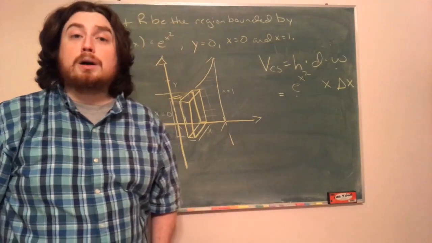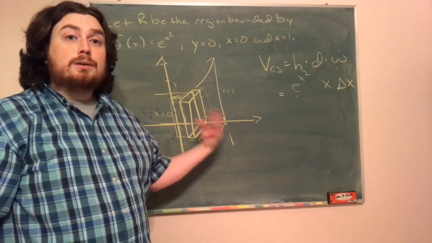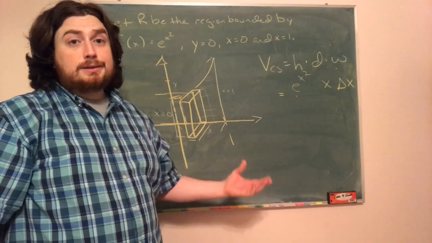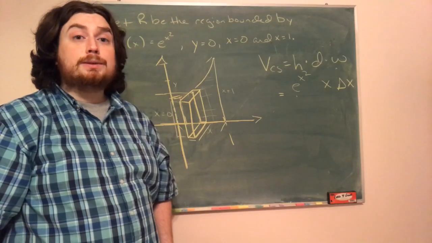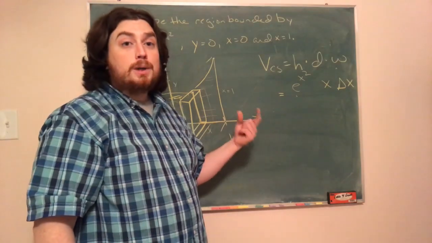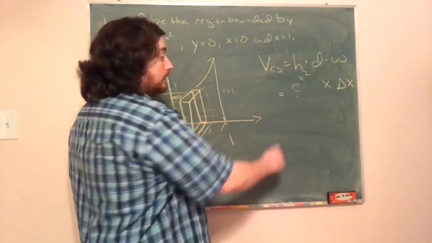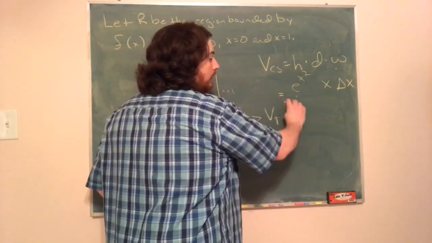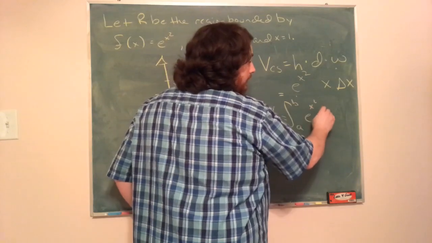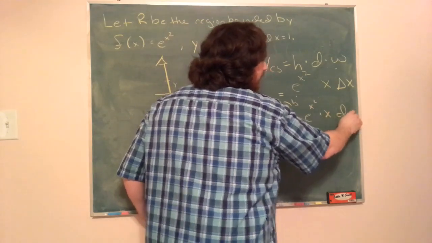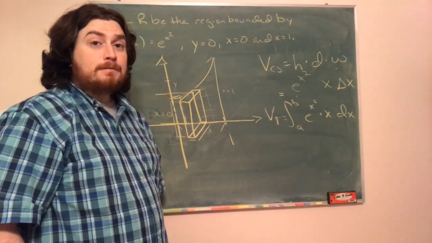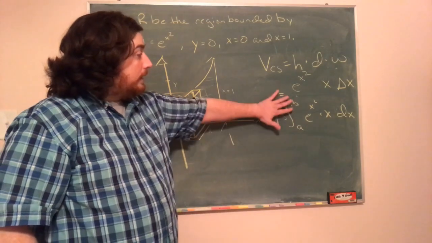So if we want to find the volume of each of those rectangular solid cross sections, the volume is going to be e to the x squared times x times delta x. Now that we found the volume of each of our cross sections, we can find our total volume by adding these all up. How do we add them all up? We integrate. So our total volume is the integral from a to b of e to the x squared times x, and then instead of delta x, it's going to be dx, because we're letting that width get infinitesimally small. In order to continue, I'm going to find a and b.